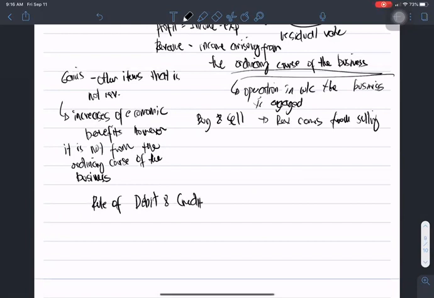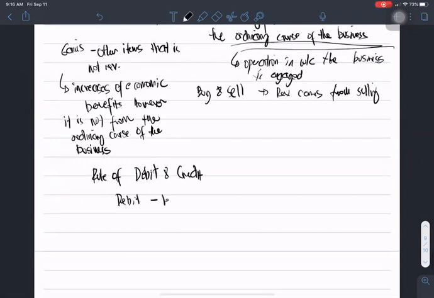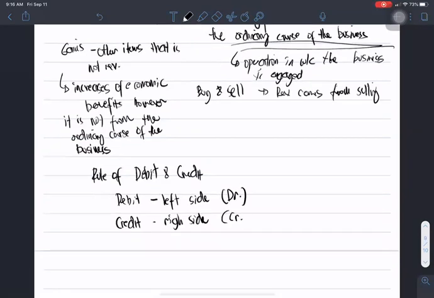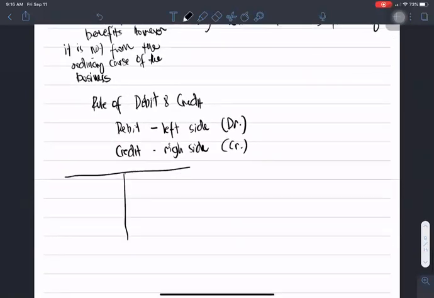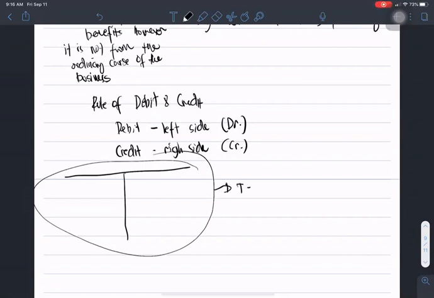So what is the rule of your debit and credit? Always take note that debit is the left side. It is shown as DR. And credit is the right side, shown as CR. Guys, if ever you see this type of shape, we call this your T account, because it looks like a letter T. Under your T account, at the top of it, we normally place the account title. What is the account title again? That is the account.